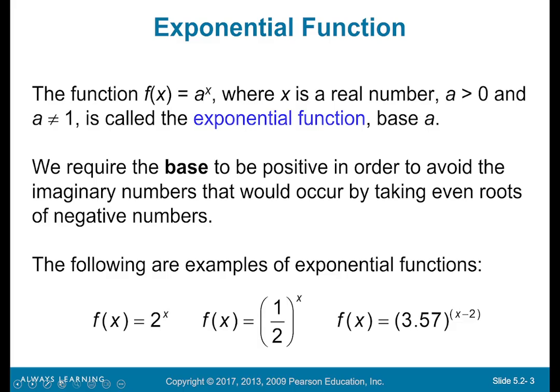So some examples here are f of x equals 2 to the x, f of x is 1/2 to the x, or f of x is a decimal like 3.57 to the x minus 2. See, we can have some other operations happening up in the exponent as well.